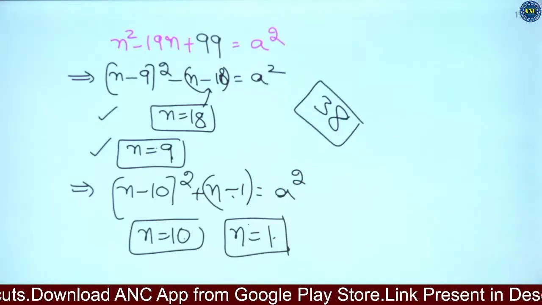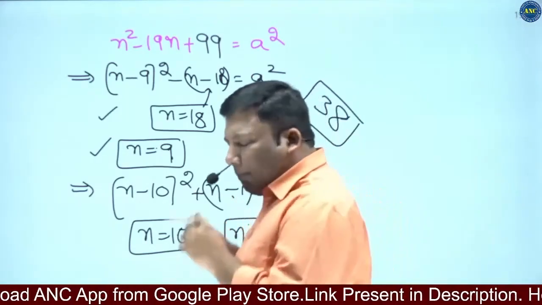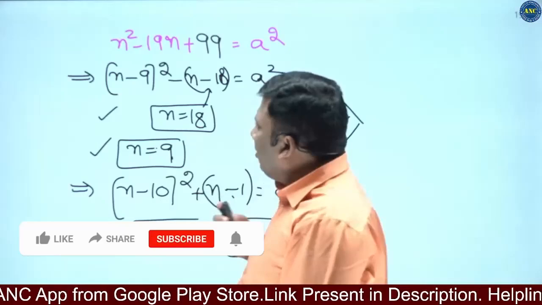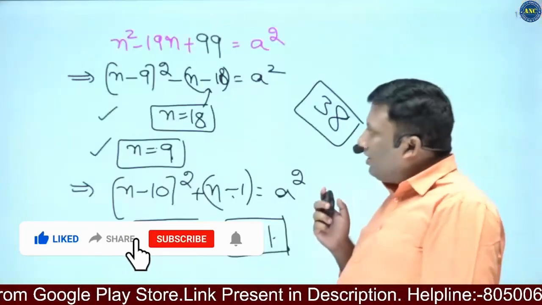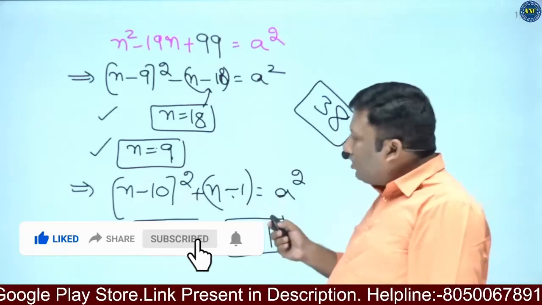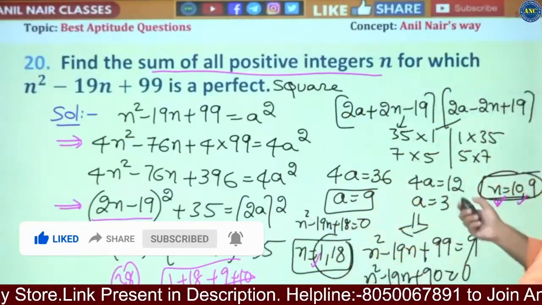I hope the idea is very, very clear to you. Very interesting question, observational question. Either you can do this by using the traditional method or you can optimize the question like this, right? I would suggest that you go with this method because this will give you all the factors.